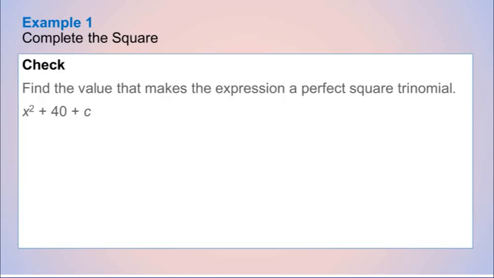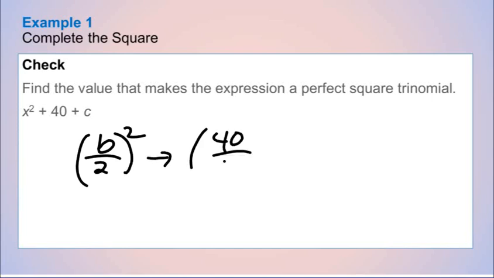One more from example 1, I need to find c. So I take my b divided by 2 and I square it, which will be 40 divided by 2 squared. 40 divided by 2 is 20. 20 squared is 400.